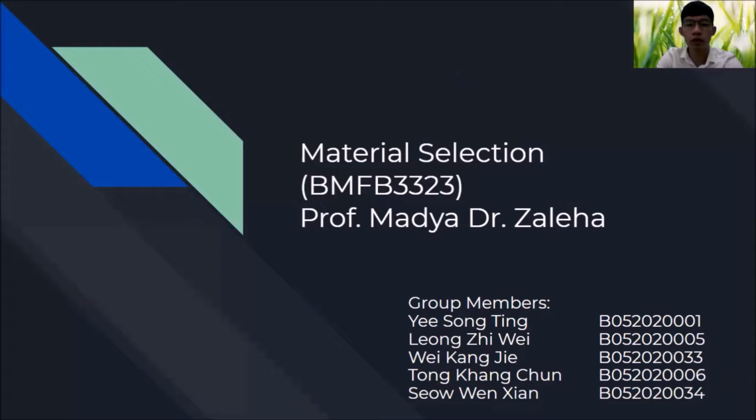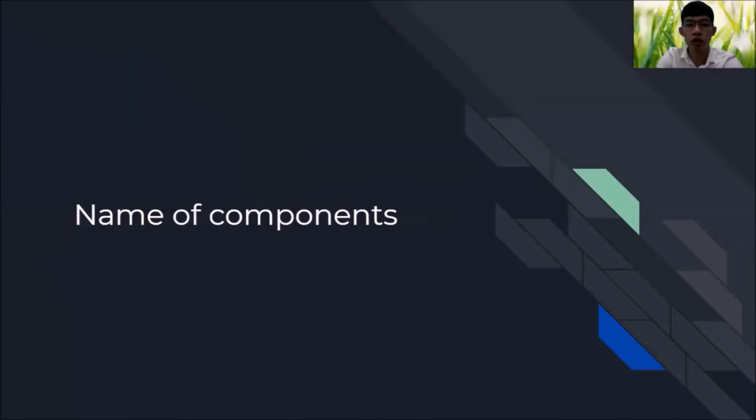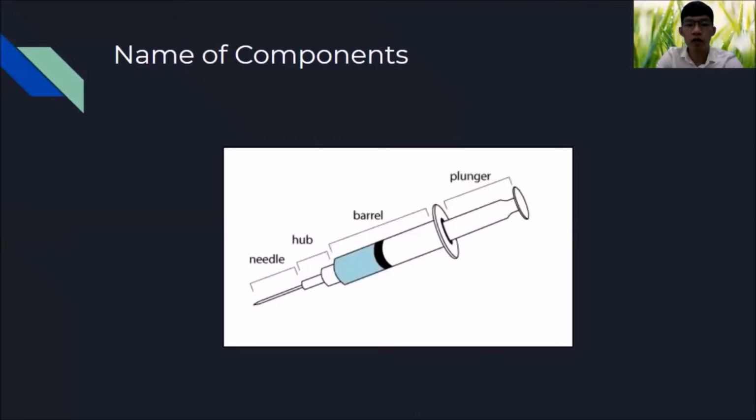Let us move to the first part, which is the names of the components. There are 4 parts in the syringe, which are needle, hub, barrier, as well as plunger. In this report, we choose the plunger as our main focus part.